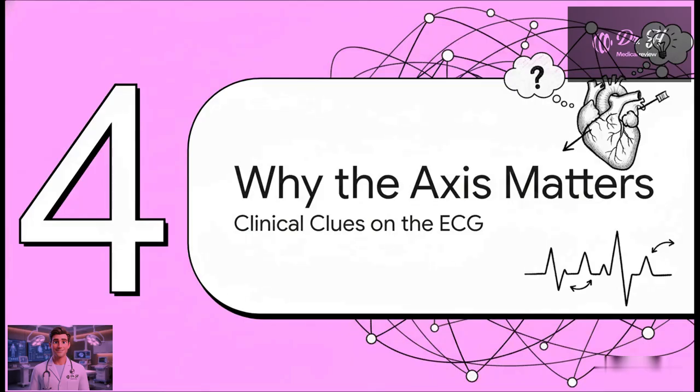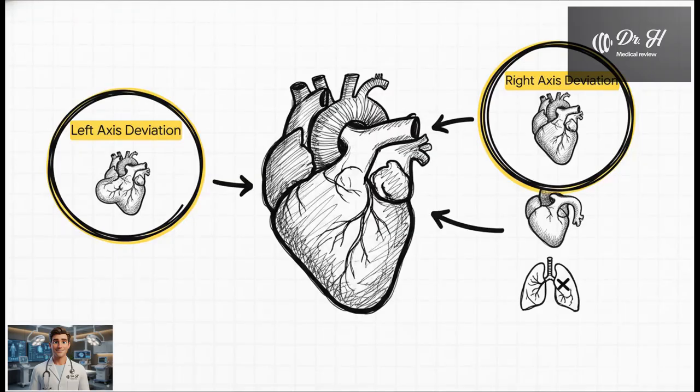So, after all that, why does the axis actually matter? Well, this isn't just a mental exercise. Determining the axis gives us vital clinical clues about what's happening inside the heart. It's one of the first pieces of the puzzle we look for. An axis deviation is like a big, flashing signpost. A shift to the left can be a clue pointing towards left ventricular hypertrophy, where the left ventricle has gotten too thick, often from things like high blood pressure. A shift to the right might suggest the same thing is happening on the right side of the heart, or it could be a sign of a really serious condition like a pulmonary embolism.